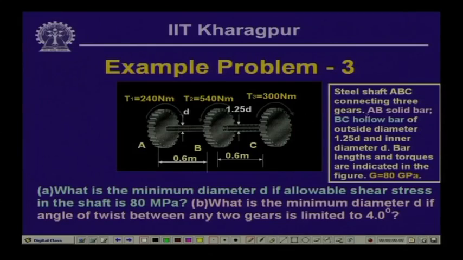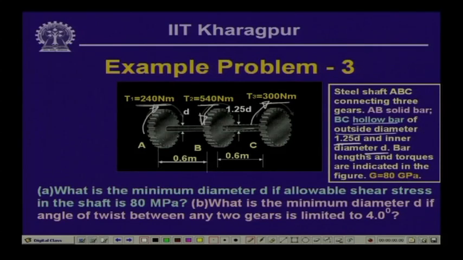Here, steel shaft ABC is connected with 3 gears at A, B and C, and these gears are transmitting moments of 240 Newton meter, 540 Newton meter and 300 Newton meter, with their directions as shown. AB is a solid bar and BC is a hollow bar of outside diameter 1.25 times d and inner diameter d. Bar lengths are given, and G is 80 GPa.